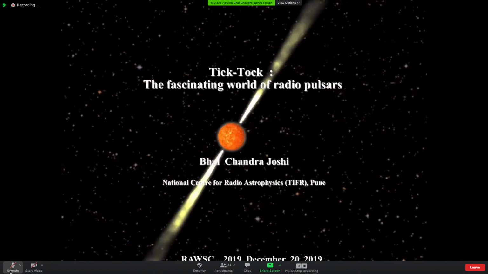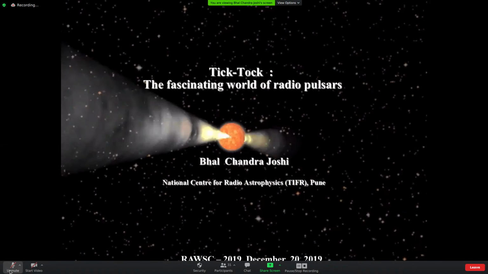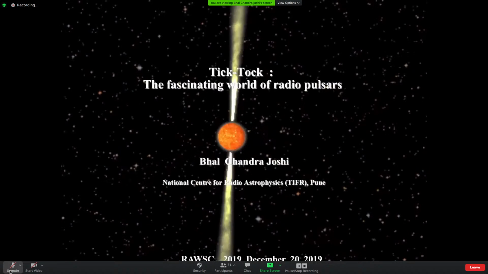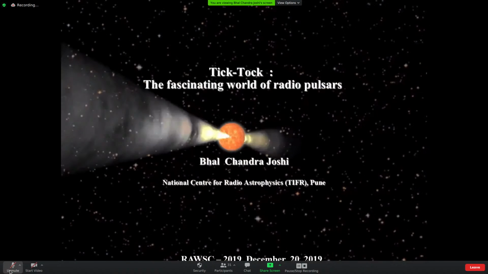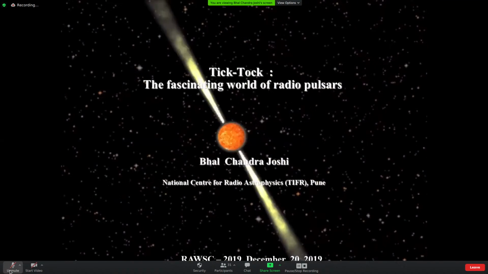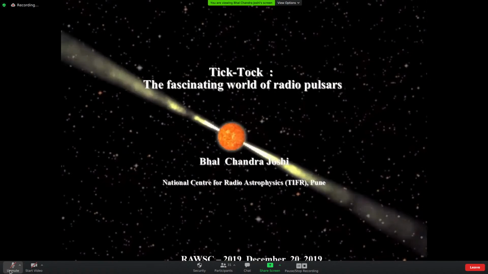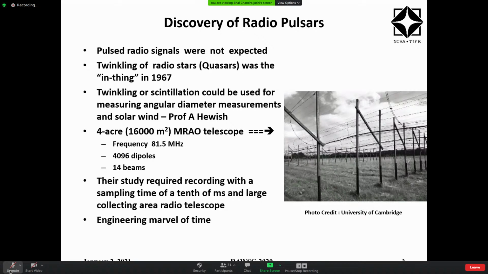Okay. So this is how a pulsar sounds in actual practice. That is, if you take a radio signal and then convert it to sound, you will hear a pulsar exactly like this. Okay. So the pulsars were first discovered almost 50 years back, 53 years back. And they were discovered not because somebody was looking for it, but they were discovered serendipitously.